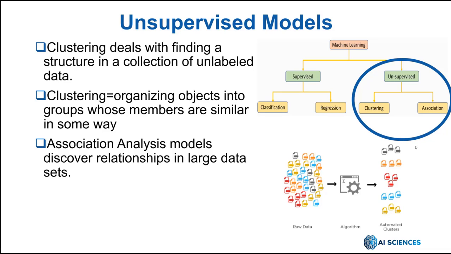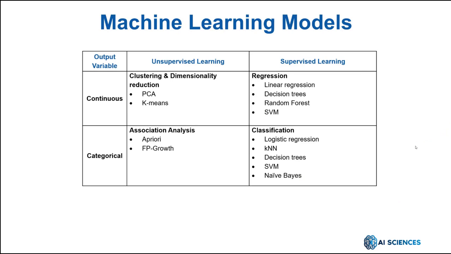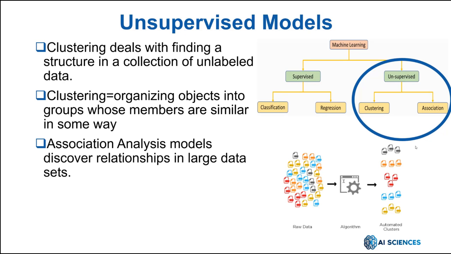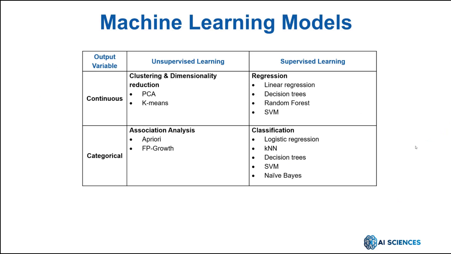Association analysis models discover relationships in large data sets. Hidden data relationships will be expressed as a collection of association rules and frequent item sets with association analysis. Association analysis isn't frequently used. We will not focus on them in this course.